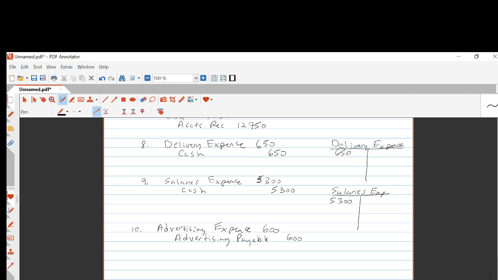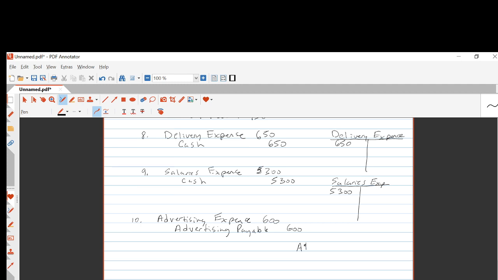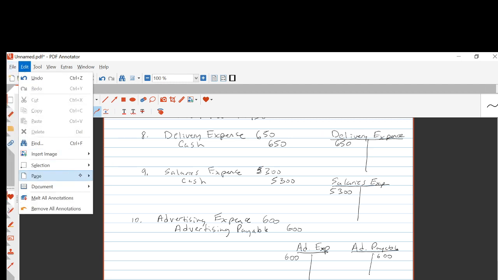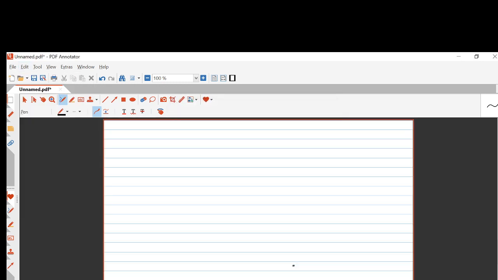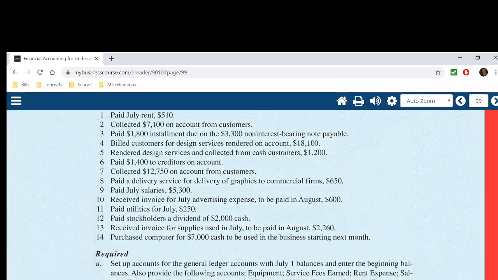So we have two new accounts now after this transaction. We have our, I'm just going to abbreviate, advertising expense. There's $600 there. And then we have our advertising payable. So $600 on the right hand side there. Keep going. Number 11, paid utilities for July, $250. Again, we have another expense, utilities expense. Utilities expense goes up $250 and cash goes down $250.